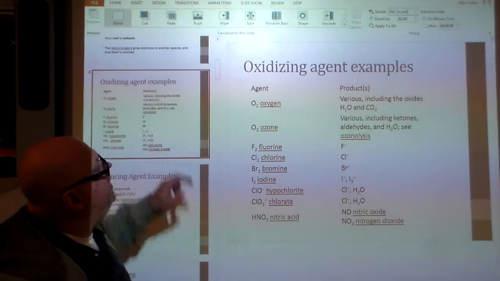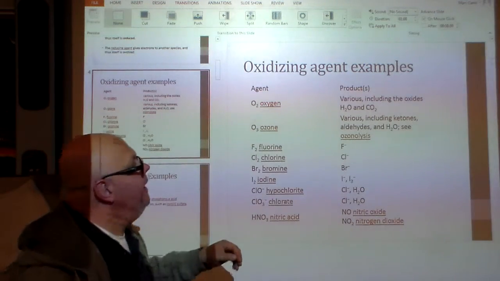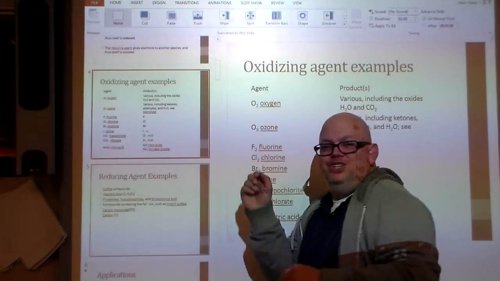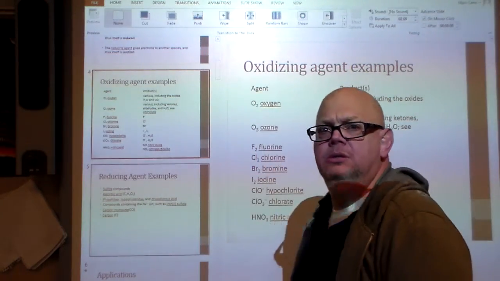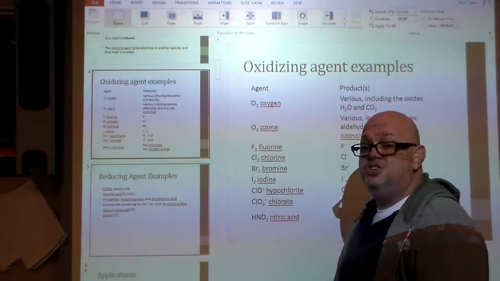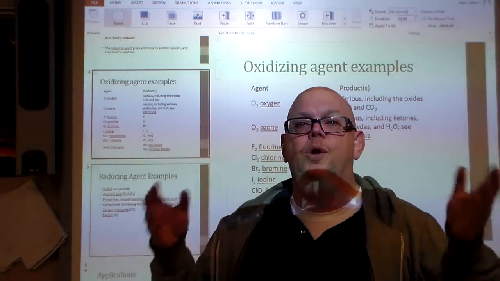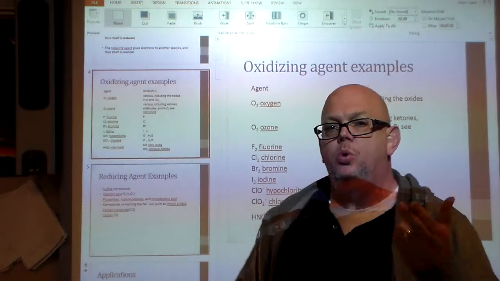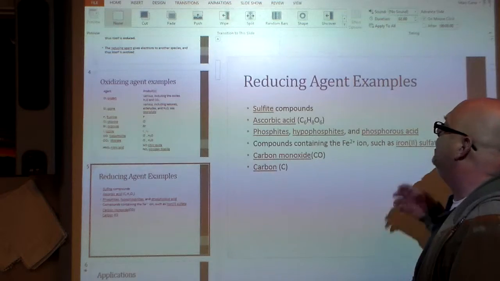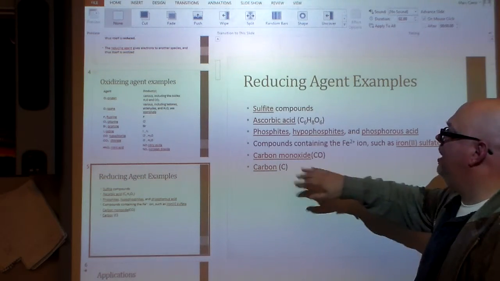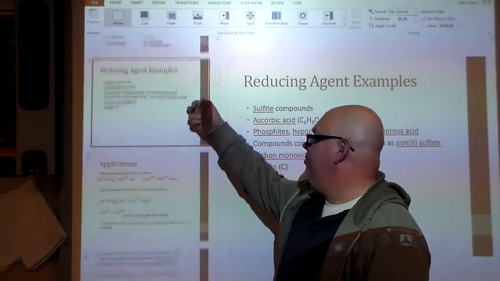We've got some oxidizing agent examples like oxygen and ozone and so on and so forth. That would be kind of an important thing for oxygen because, oh, I don't know, cellular metabolism maybe? Stop and think about that for a moment, because oxygen is kind of destructive in that regard, and it needs to be, because how else are we going to do cell respiration? Reducing agents, we can look at things like ascorbic acid, phosphites, carbon monoxide and carbon. All those things are great reducing agent examples.